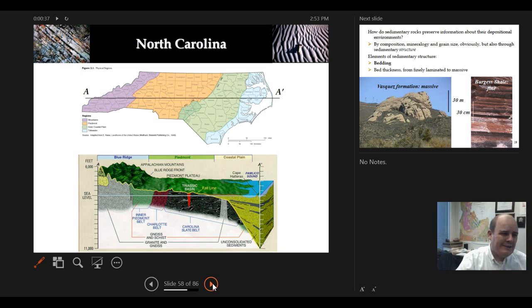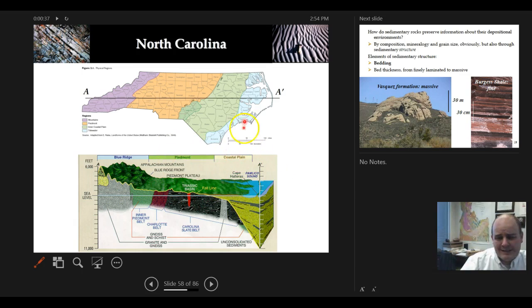But I first wanted to interject here a little bit and talk about where we find sedimentary rocks in North Carolina. So North Carolina is broken apart into three basic physiographic provinces. We often break it off into smaller groups as well. The three main ones that you usually hear about are the Blue Ridge Mountains, the Piedmont, and the Coastal Plain.